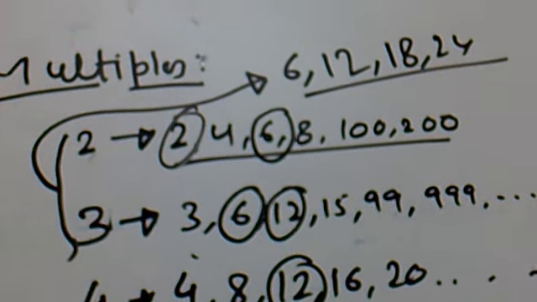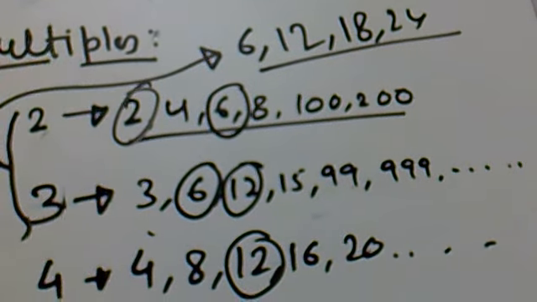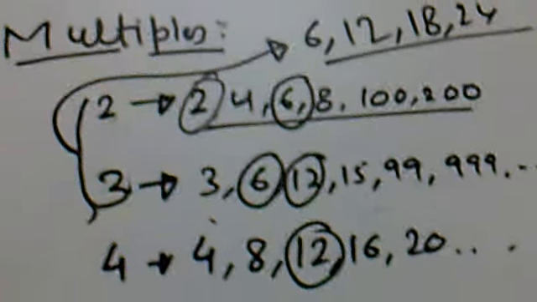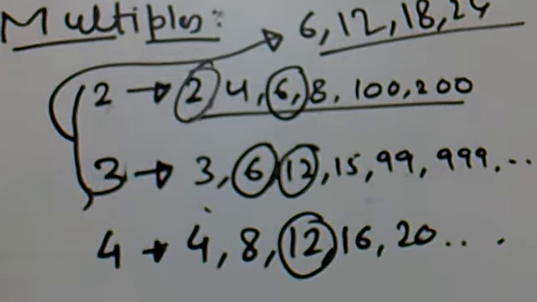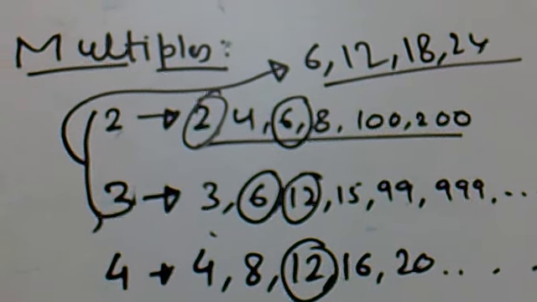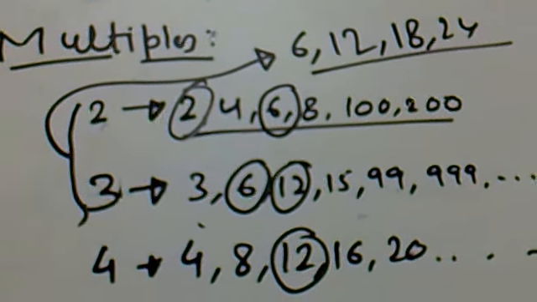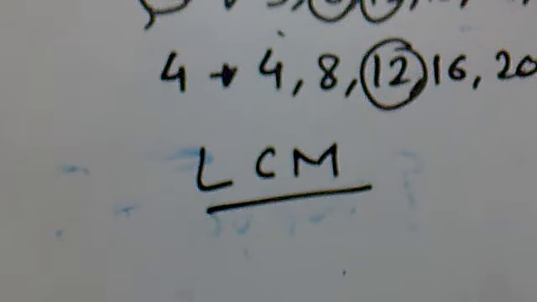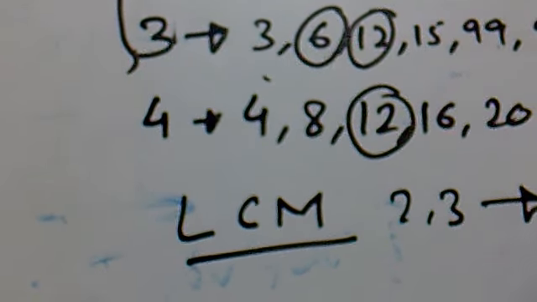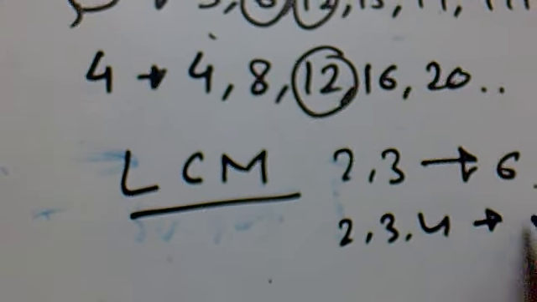So here, in case of 2 and 3, we have so many common multiples: 6, 12, 18, 24. But do we have any common multiple that is lesser than 6? No, because 2 has only two multiples that are less than 6, 2 and 4, but we cannot divide either 2 or 4 by 3. So 6 is the lowest possible common multiple in case of 2 and 3. So the lowest common multiple of 2 and 3 is 6. If somebody asks us what is the lowest common multiple of 2, 3 and 4, then we will get another number.